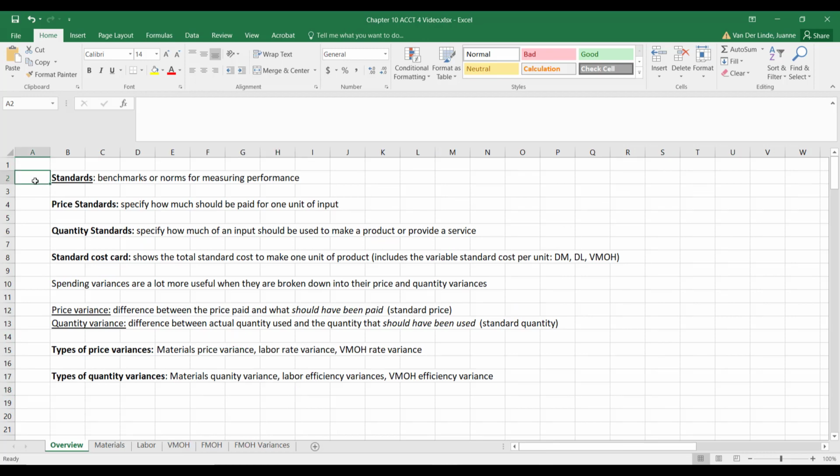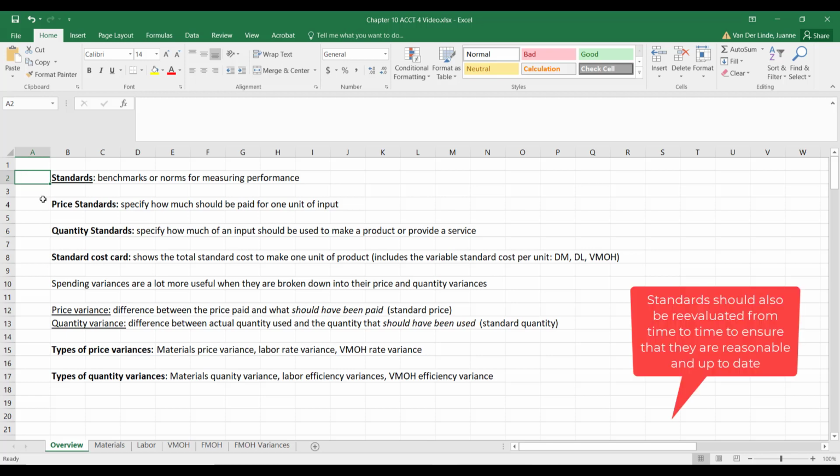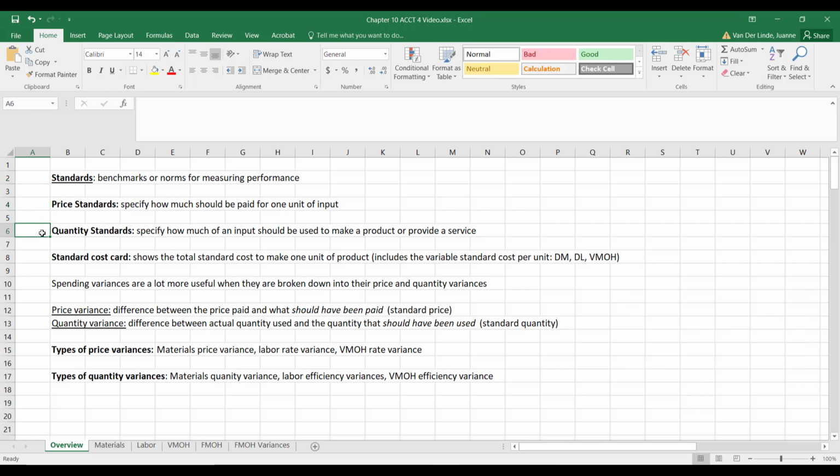Standards. When we think of a standard, it refers to a benchmark or a norm for measuring performance. Because if we don't set standards, how will we know how well we're doing or if we're actually improving over time? A company will oftentimes employ a standard cost system where they establish standards beforehand and then measure their actual results against these various standards. There are usually two kinds of standards: price standards and quantity standards.